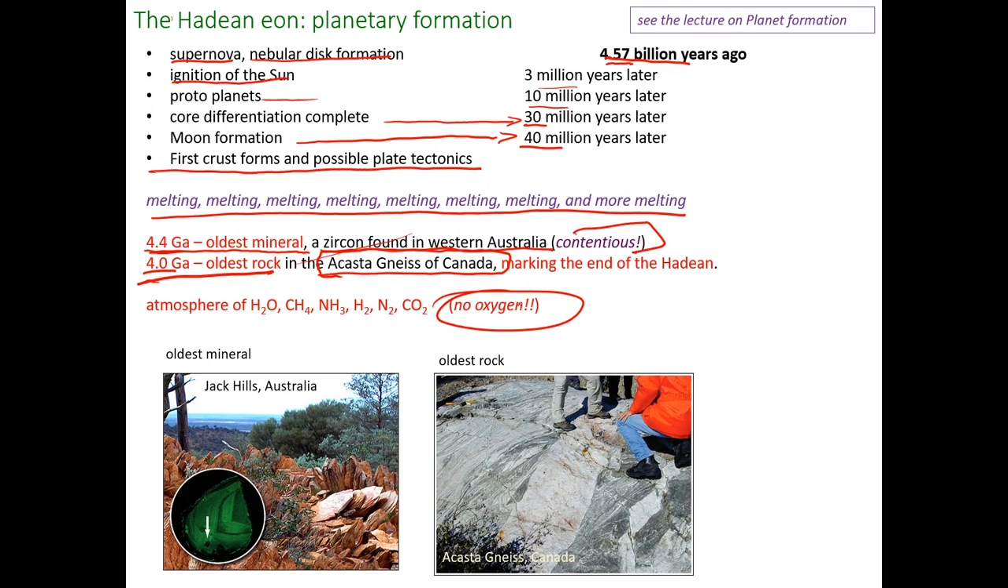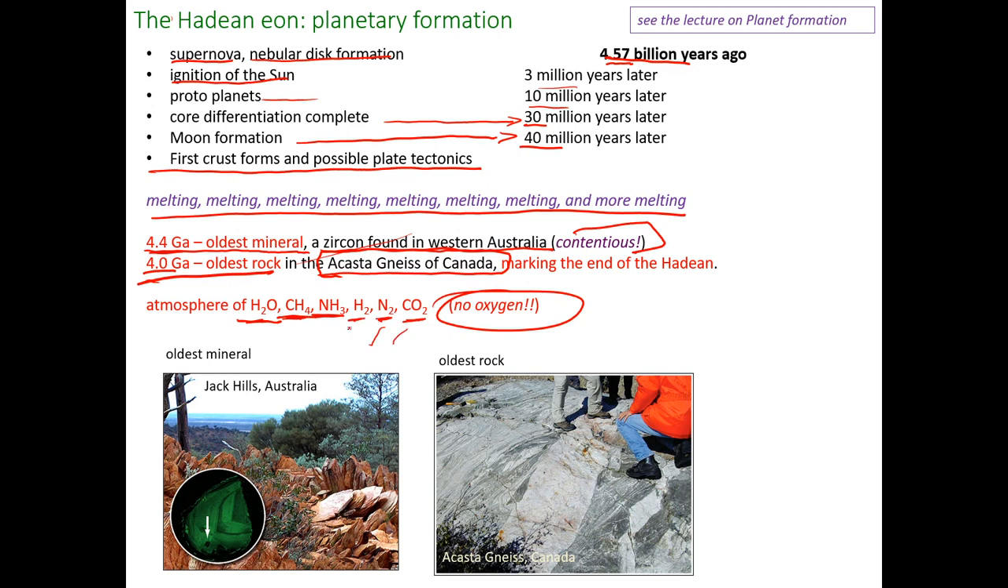The advent of oxygen was a very big deal on Earth, and we did not start off with oxygen, okay? Our atmosphere was mostly water, methane, ammonia, and H2. CH4 is methane, H2O is water, H2 is hydrogen, N2 is nitrogen, and CO2 is carbon dioxide. So we have these gases.